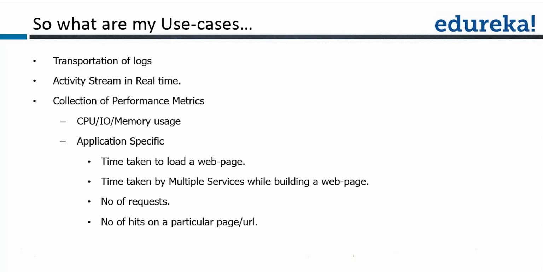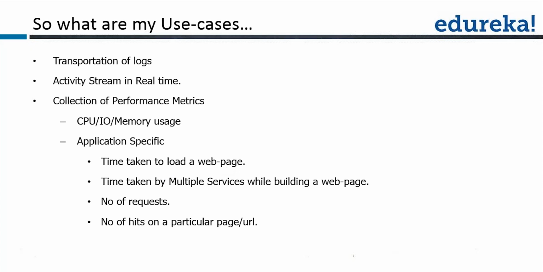And application specific metrics also, like time taken to load a web page, time taken by multiple services when building a web page. These are specific to your particular application, not the JVM. In your application you may have a lot of statistics, and you want to see those statistics in real time. Many people have their own statistics code, like how many users I'm receiving in this particular hour, and how many of them are going for which service.